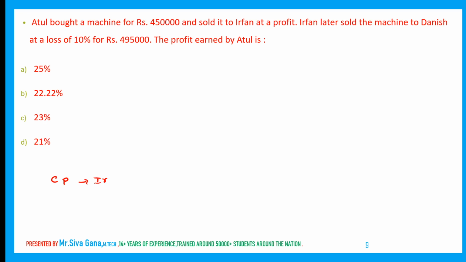Atul bought a machine for rupees 4,50,000 and sold it to Irfan at a profit. Irfan later sold the machine to Danish at a loss of 10% for 4,95,000. To make use of this, the cost price is 4,50,000 into, what is the profit?